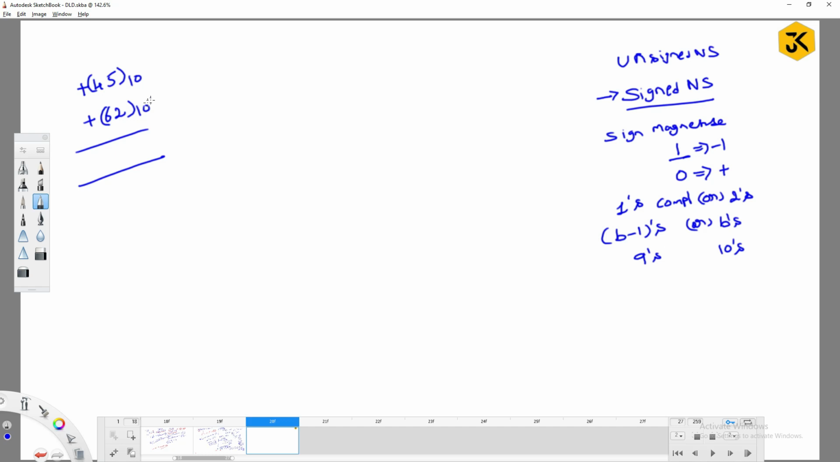Can I assume or not? Yes, because they are going to be valid. So they have specifically given that they are in base 10, so they are also valid. Now what is the result of this one? Plus 107 base 10. 107 base 10, right?